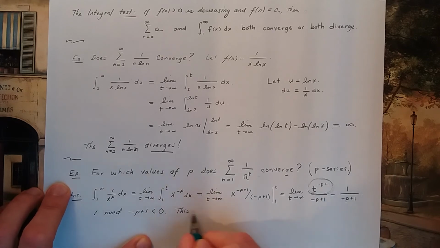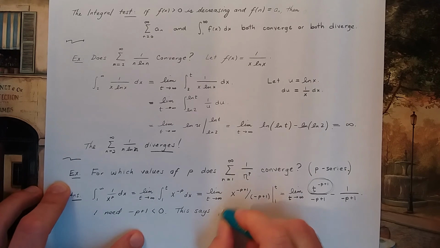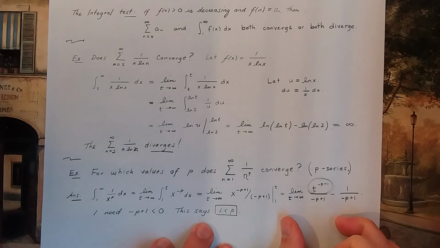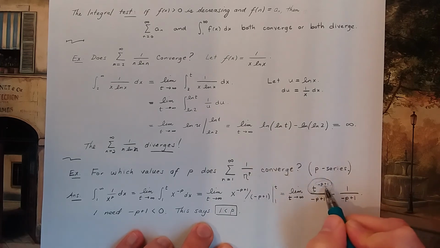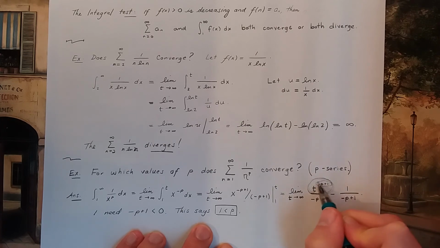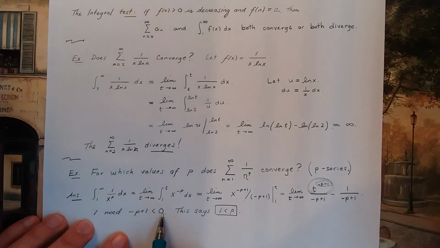This says that p has to be, well, you can add p on both sides. Maybe I should write it this way. This says 1 has to be less than or equal to p. So again, the logic, I need this exponent to actually be negative so that the limit goes to 0. If this exponent was positive, the limit would be infinity. I get like t to a positive power that has limit infinity. So that means I need that exponent to be negative, and I wrote down an equivalent condition.